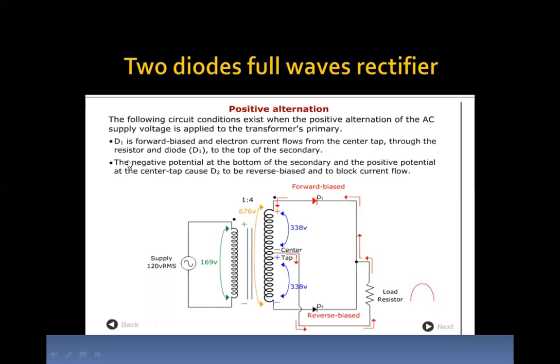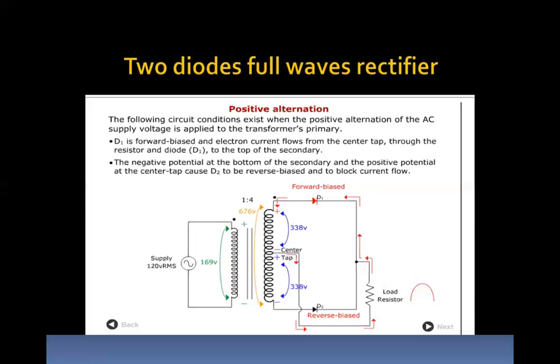You can see the current. Diode D1 is forward biased and the electron current flows from the center tap through the resistor and diode D1 to the top of the secondary. So this is how it is happening. See, from the center tap the current is flowing in this manner through the load resistance. This is the positive alternation.